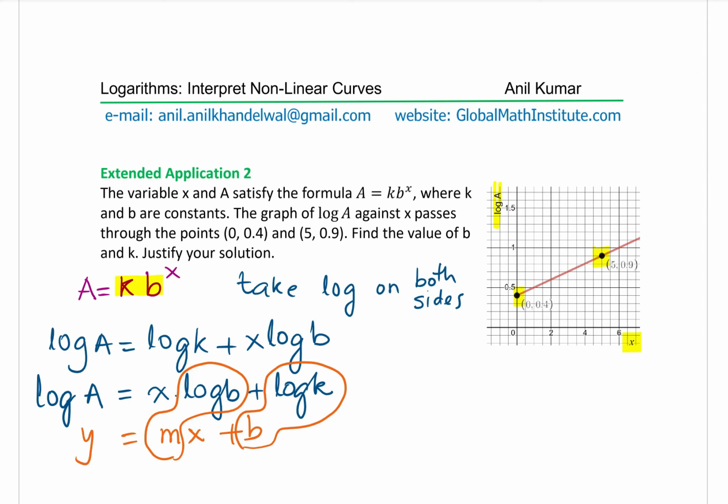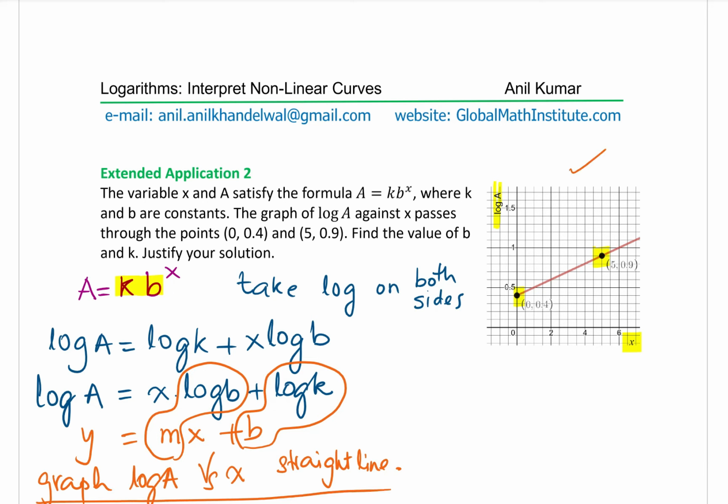So as we see, the graph of log a versus x will be a straight line, correct, as shown. Perfect. Now, we are given the y-intercept and a point on this particular line. That should help us to find the values for m and b, correct?